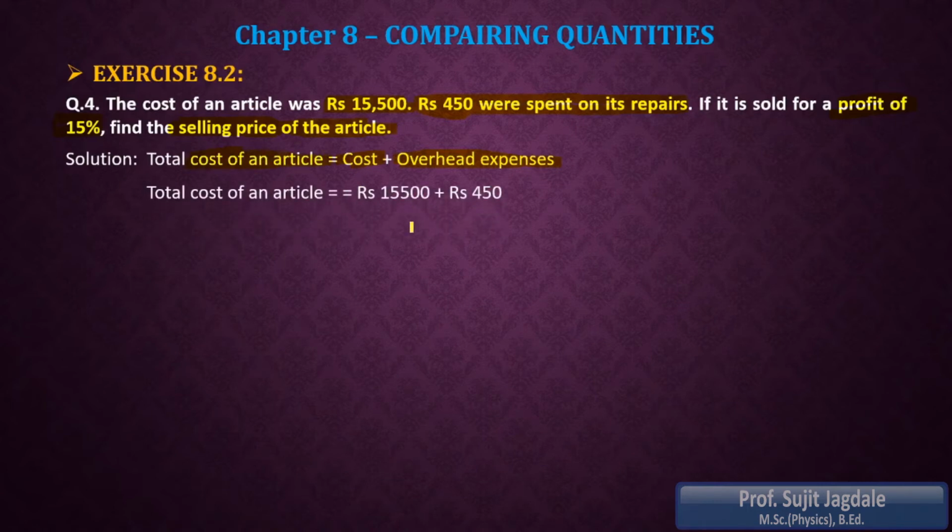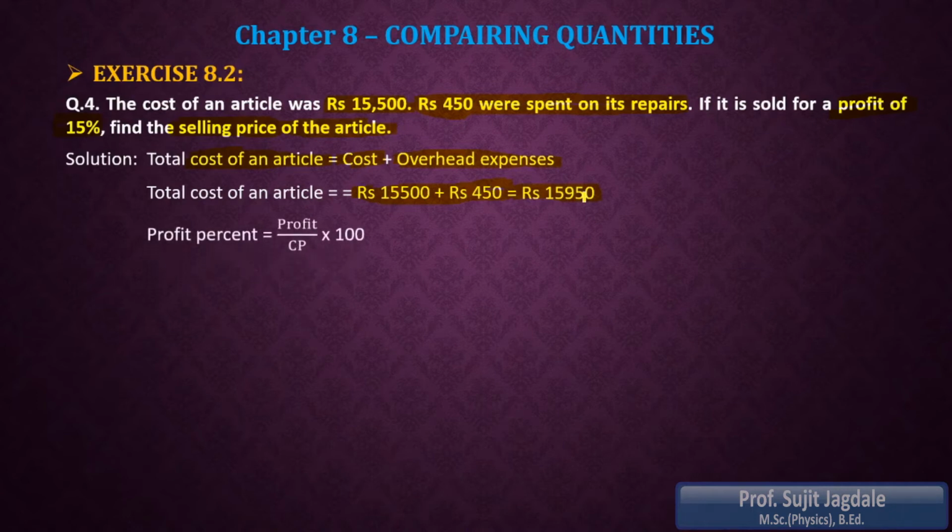So you can add these two values, 15,500 plus 450. So 500 plus 450 is going to be 950, and this 15,000 will remain as it is. So the total CP is 15,950.